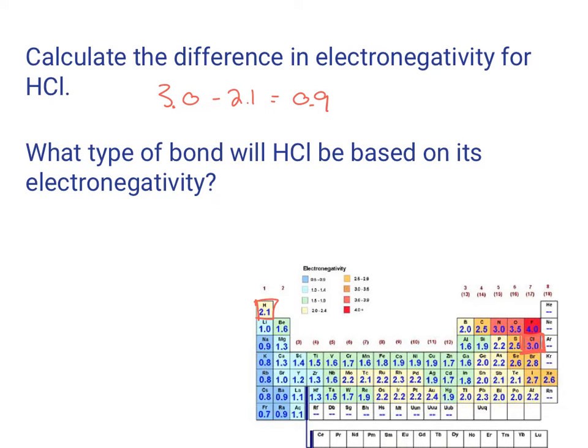So that puts it in my range for polar covalent. Because remember, for non-polar, we're going to see 0 to about 0.4. A 0.5 to 2 is going to be my polar covalent, and then anything greater than 2 is going to be ionic.